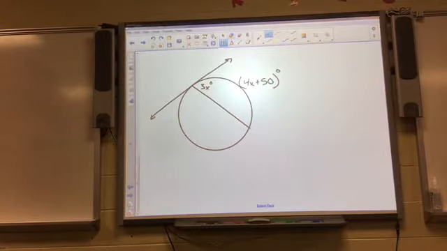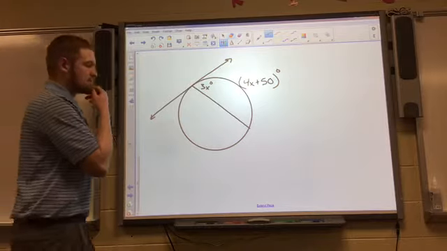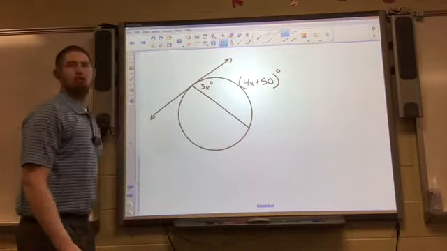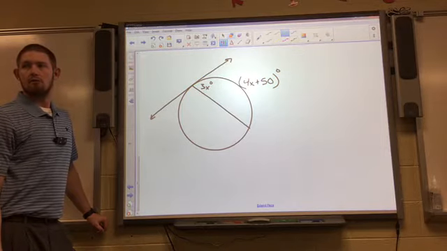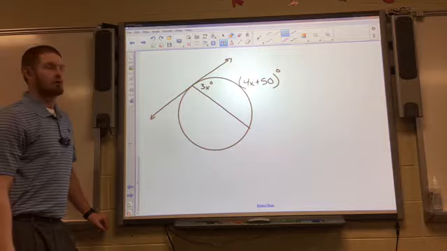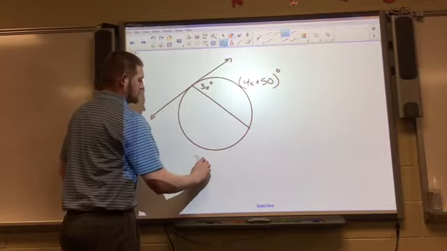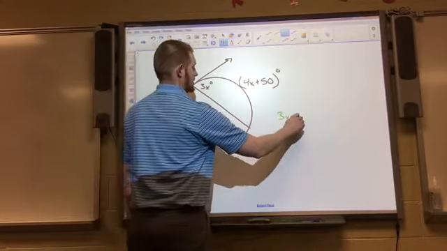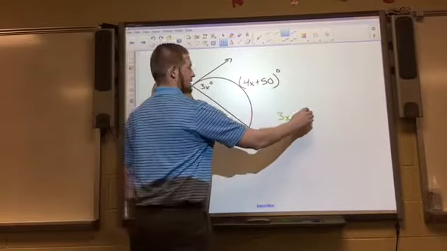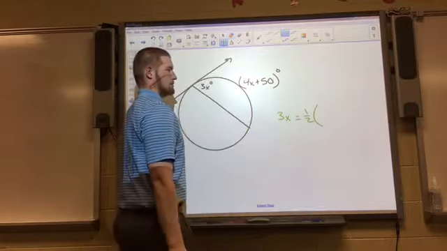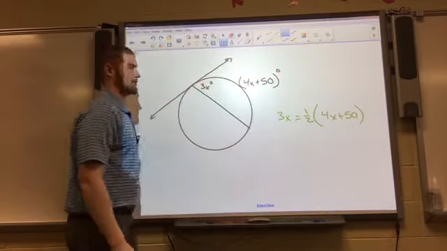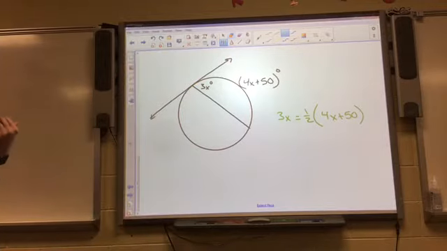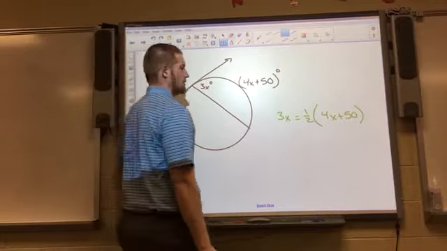Tamaya, how would you set this up to solve for x? Well, what do you know about the angle? It's what of the arc? Half. So set that up. The angle, 3x, is half, good, 4x plus 50. Okay, so I have it set up properly, right? So I have 3x equals half of 4x plus 50.